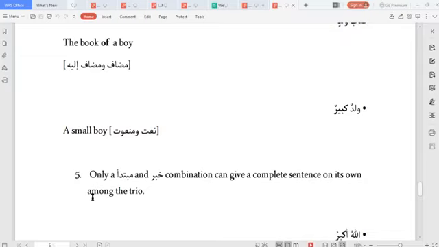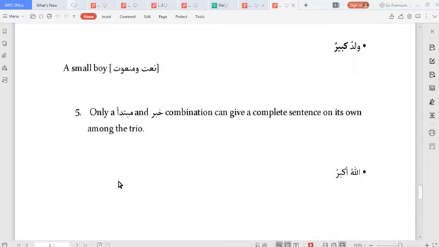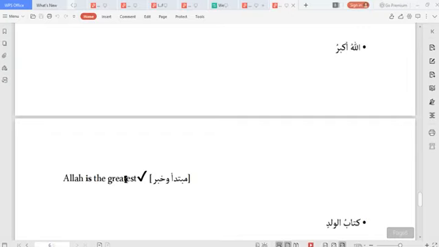The fifth point is, it said only a mubtada and khabar combination can give a complete sentence on its own among the three. That means among the three, it's only a mubtada and khabar combination that can give you a complete sentence. Which means that mudaf and mudaf ilayh on its own cannot give you a complete sentence. Also, nat and man'ut on its own can't give you a complete sentence. But mubtada and khabar will give you a complete sentence. Look at this now. Allahu Akbar. That's a complete sentence. Allah is the greatest.